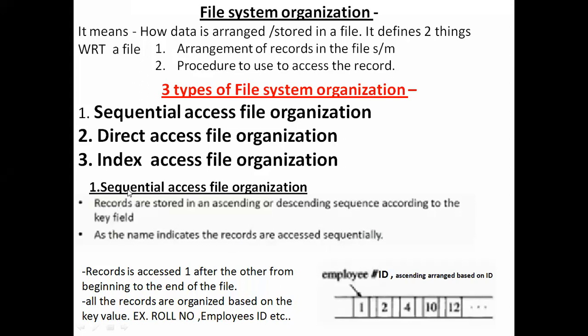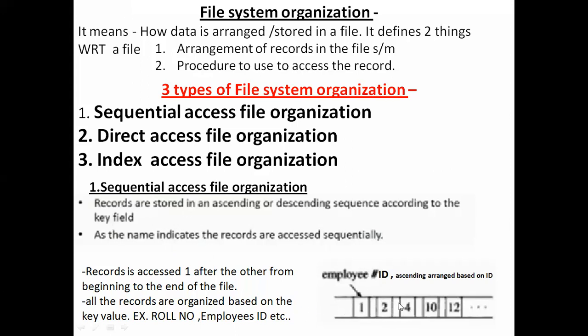As you can see here, the name itself indicates sequential access, meaning all these records of the file are arranged in ascending order based upon the ID of the employees. So the access is also made in a sequential manner. The records are accessed one after the other, starting from the beginning of the file to the end. So random access of the record is not possible. Why? Because the access will be made in a sequential manner, one record after another record.